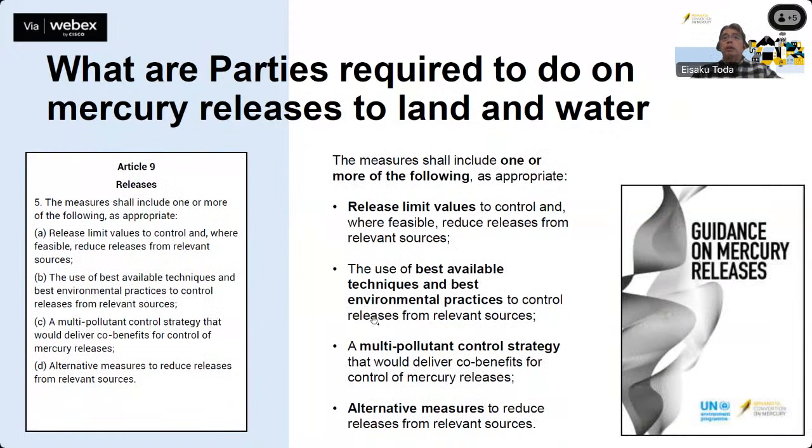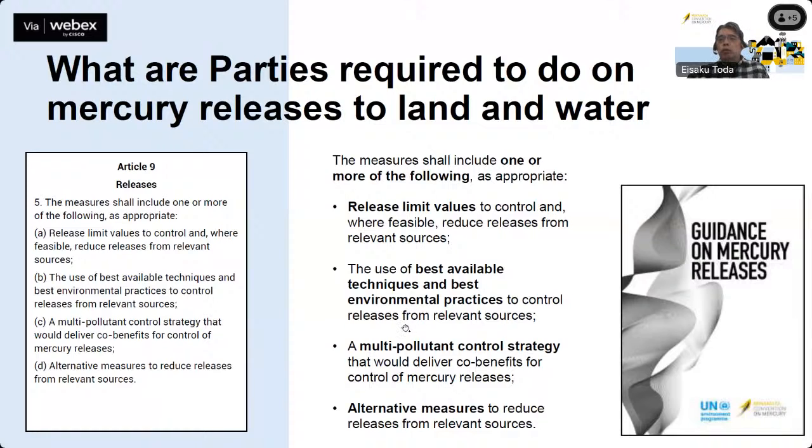And then the measures that parties are to take to control releases will include one or more of the following. So there are four methods or ways to address the mercury releases. One is the release limit values, such as the limit value of certain ppm of industrial effluent. And the second option is to make use of the best available techniques and best environmental practice.